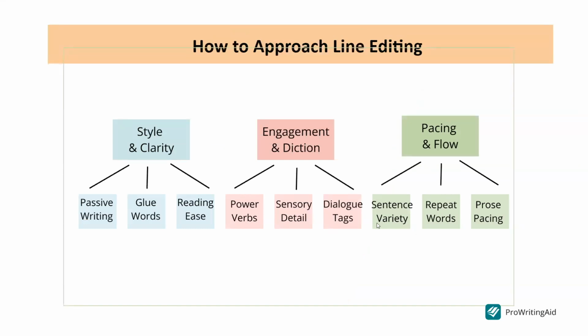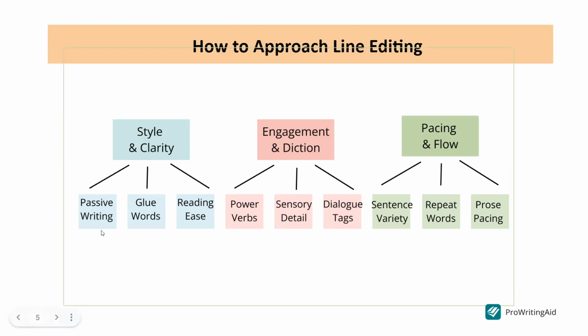So how can you approach line editing in a systematic way? There are 3 big categories that I'm going to cover today. The first is style and clarity. The second is engagement and diction. And finally, there's pacing and flow. Within each of these 3 categories, there are 3 different things to look for. If you can look for these 9 things as you edit, you're going to clean up your manuscript drastically, and it's going to be very polished and ready for a proofread.